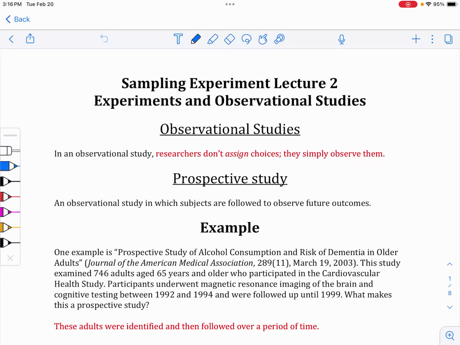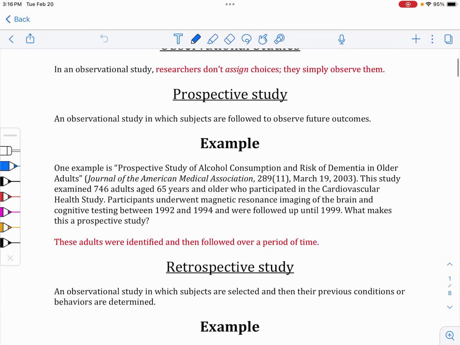Prospective is when I ask a person a question and then follow them to see what happens. The most common example of this is, do you smoke? And then I catch up to you in 20 years and see how you're doing. It's always about identifying the subjects, and then following them over a period of time.